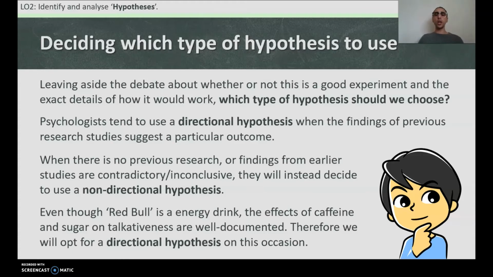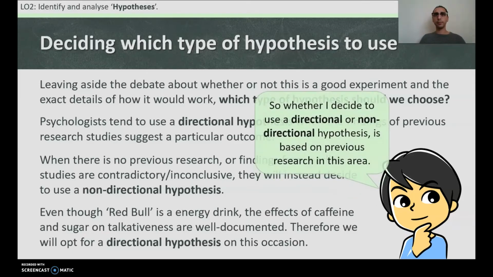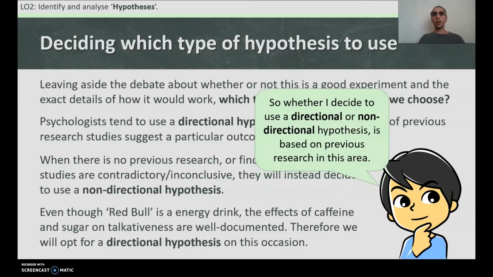Right? Psychologists tend to use a directional hypothesis when the findings of previous research studies suggest a particular outcome. When there is no previous research or findings from earlier studies are contradictory or inconclusive, they will instead decide to use a non-directional hypothesis. Even though Red Bull is an energy drink, the effects of caffeine and sugar on talkativeness are well documented. Therefore, we will opt for a directional hypothesis on this occasion. So whether I decide to use a directional or non-directional hypothesis is based on previous research in this area.